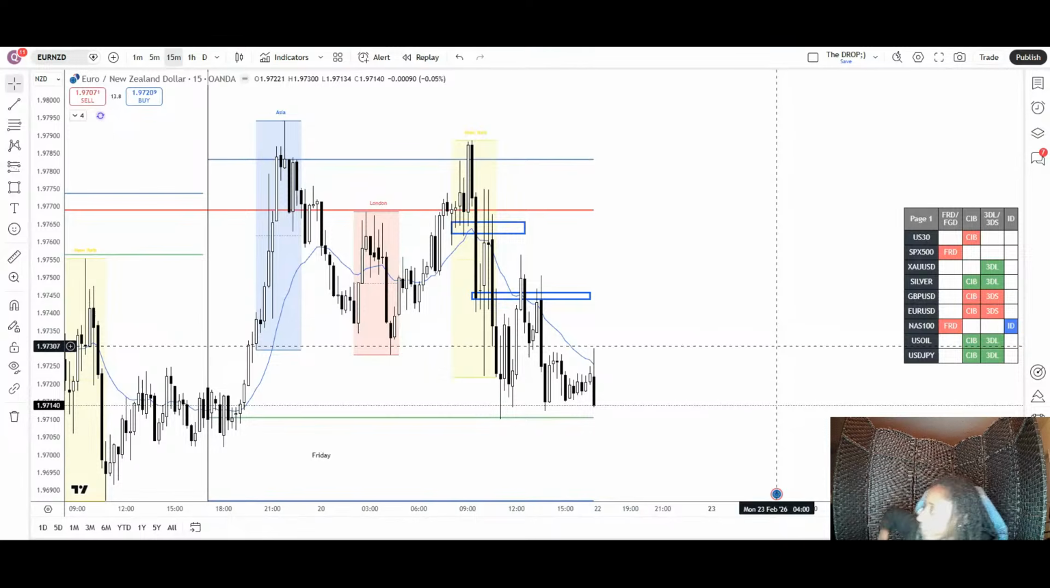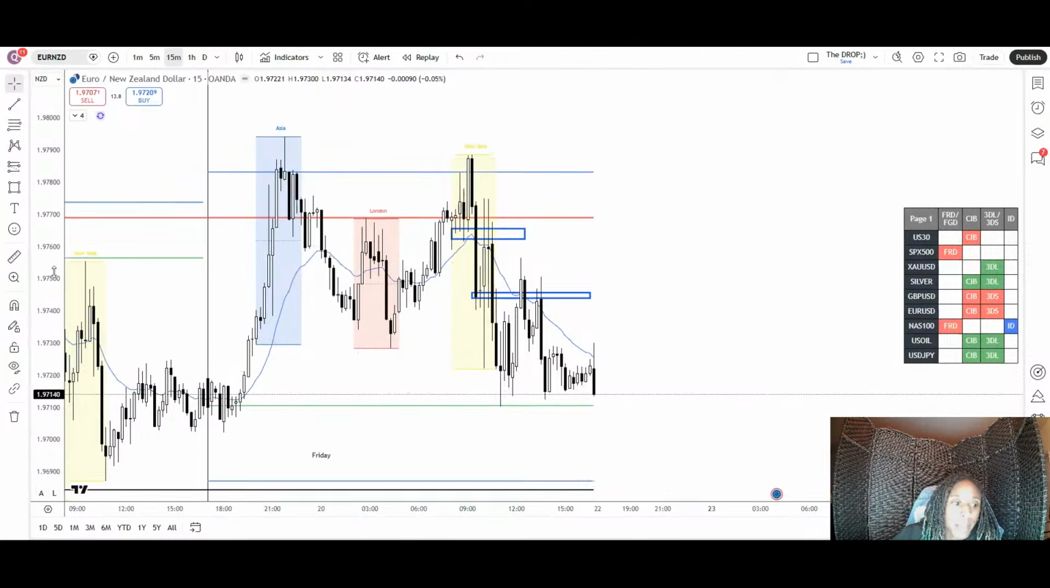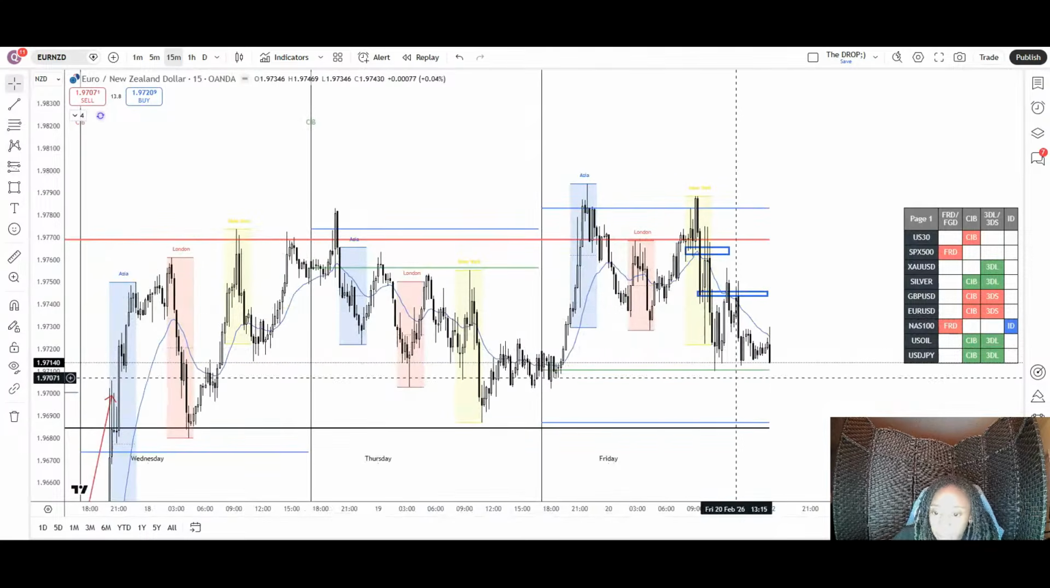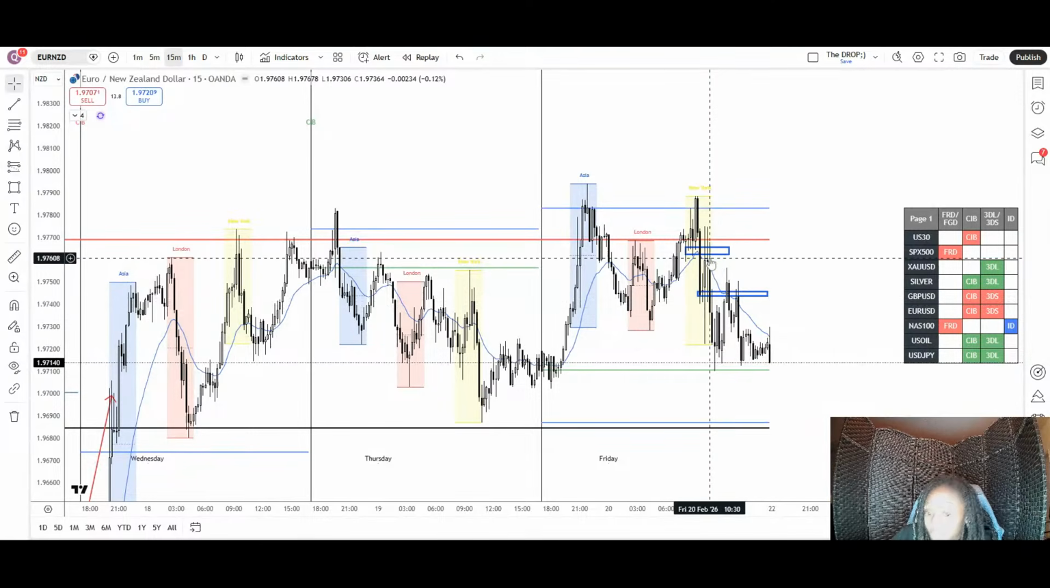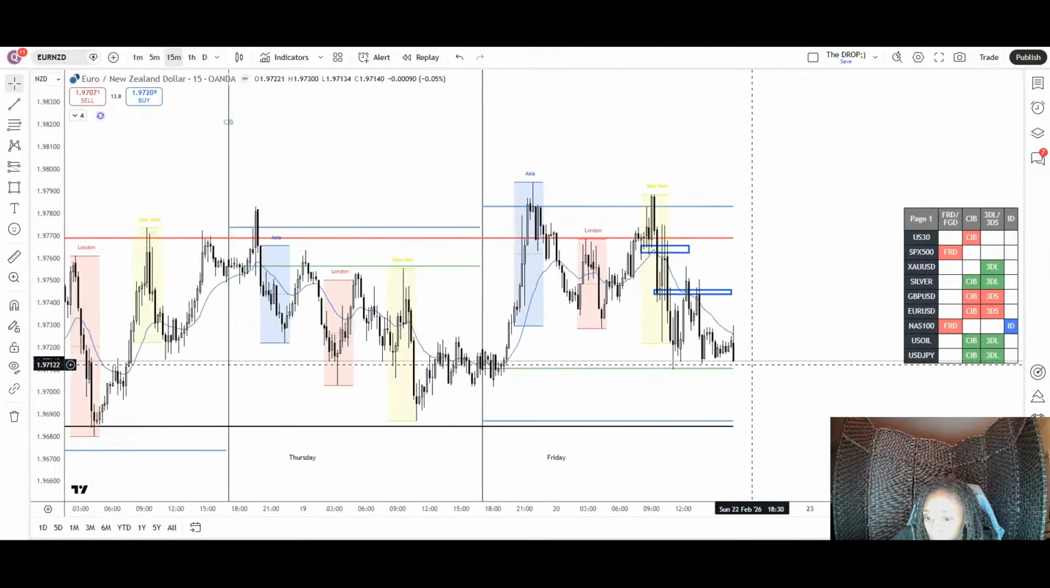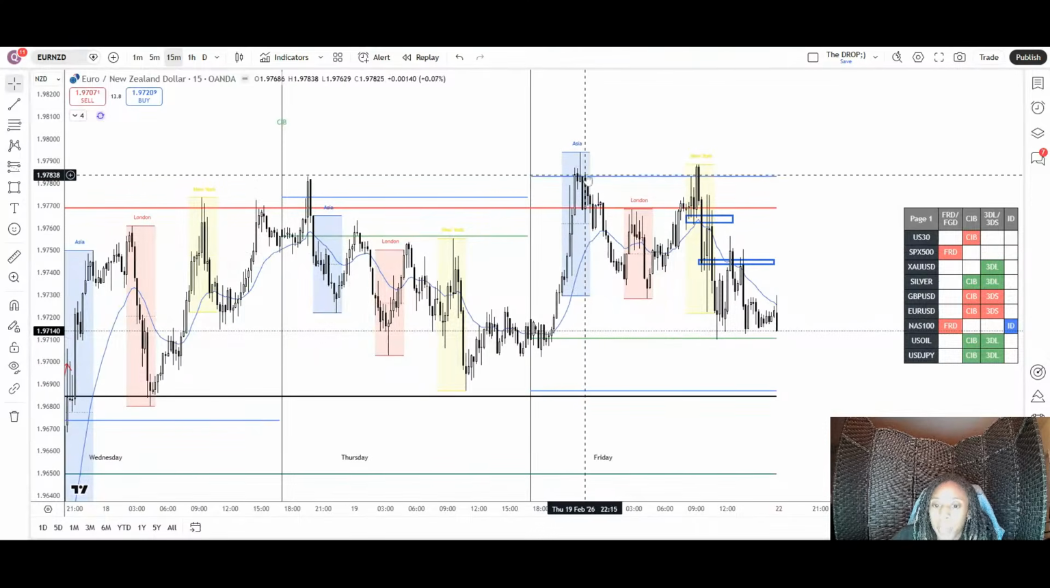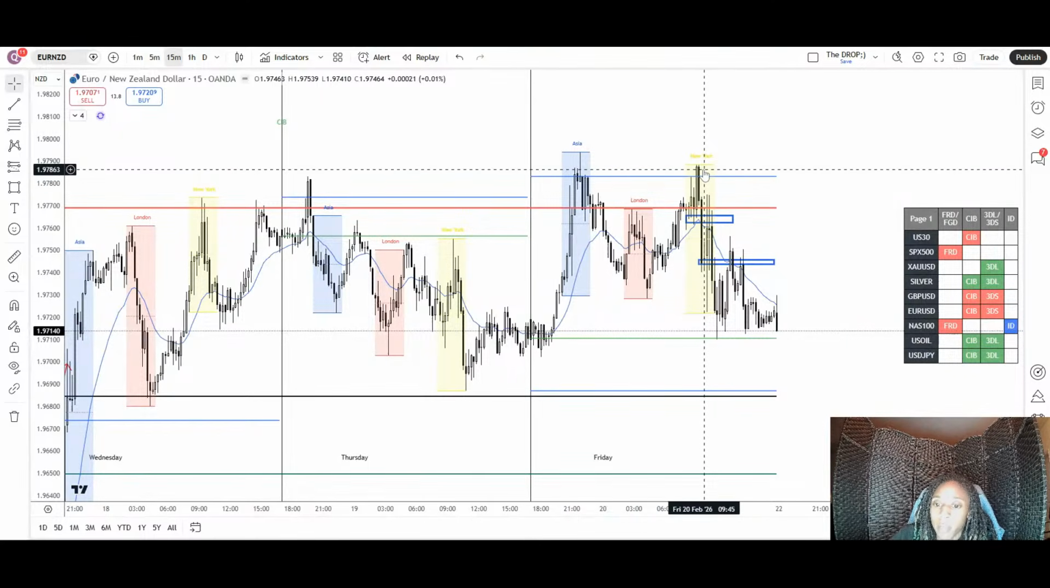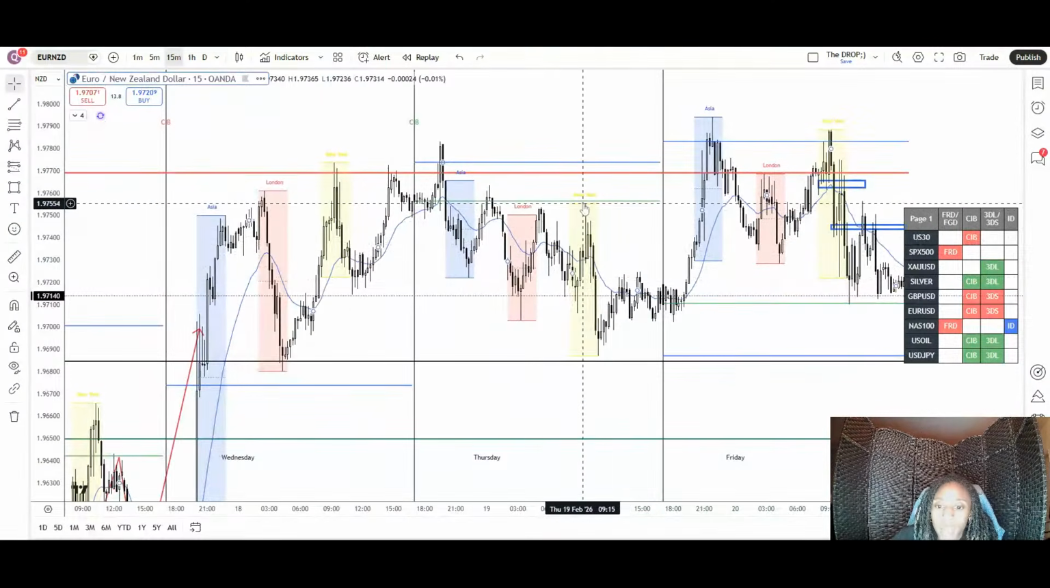Is nail and bail the same thing as trap and shift? It's not. A nail and bail is when you're taking trades in the inside of the range. This would be considered a nail and bail because, well, I wouldn't consider this one because you technically took this at the previous day's high. So this would be it.